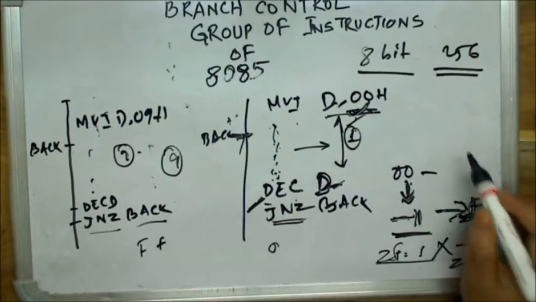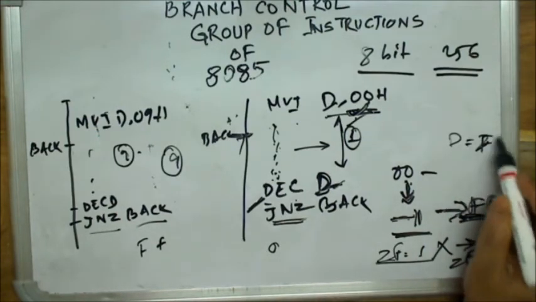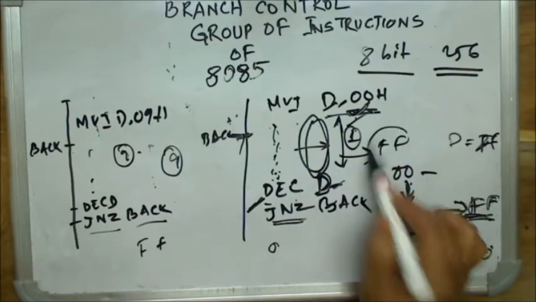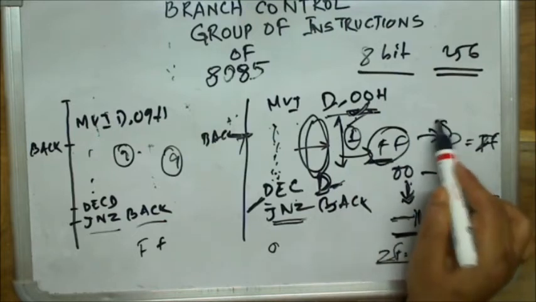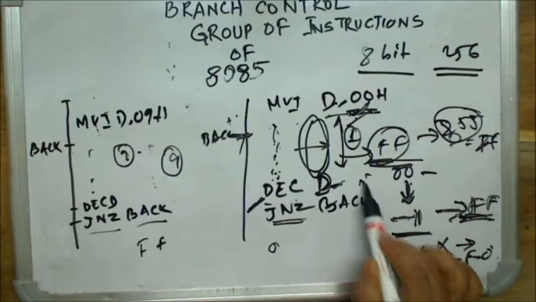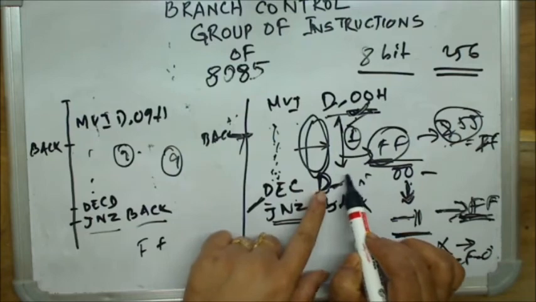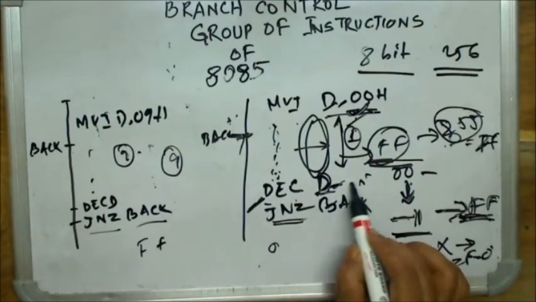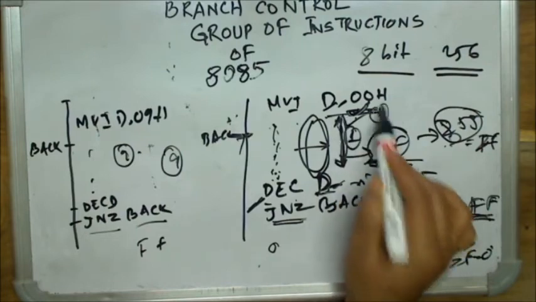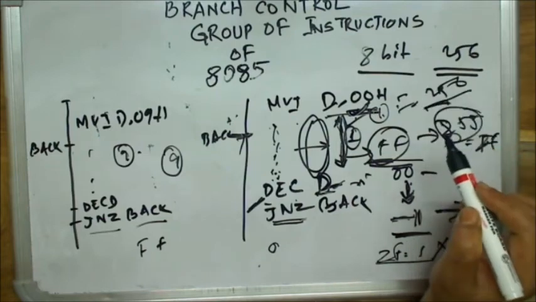Now your D is FF. So this loop will run how many times? 255 times. But before D became FF, the program was executed one time. So 255 plus 1, that is 256 iterations.